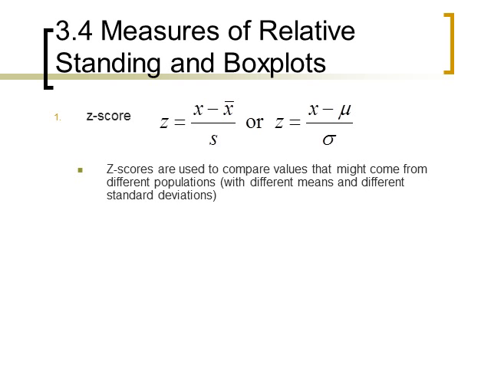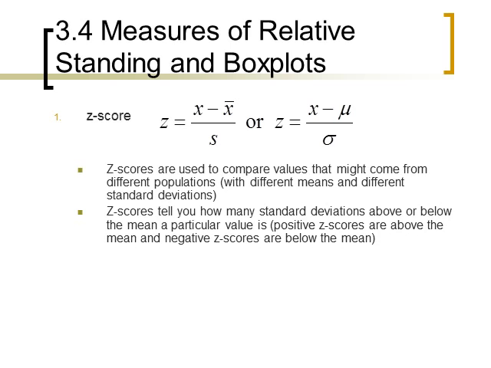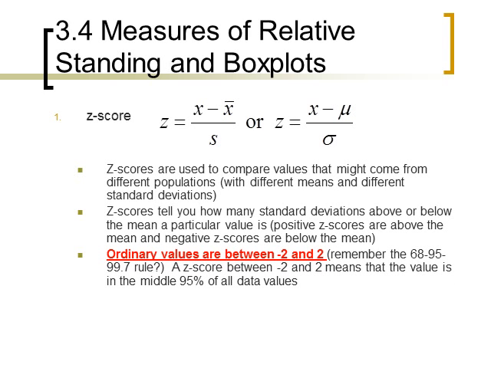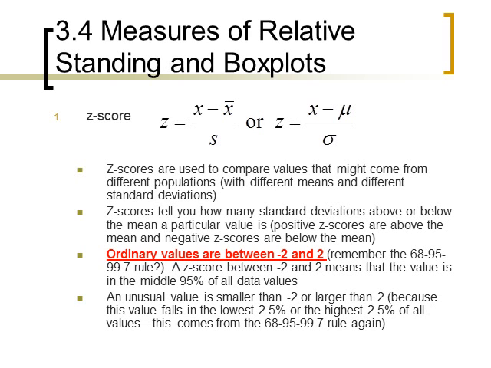So z-scores are used to compare values that could come from very different populations that have different means and different standard deviations. And z-scores actually let us plot values on an axis like a number line, and positive z-scores are above the mean, or above 0, and negative z-scores are below the mean. And most values, 95% of them, fit between the z values of -2 and +2, and that would represent traveling within 2 standard deviations of the mean. So a z-score between -2 and 2 means the value is in the middle 95% of all data values.